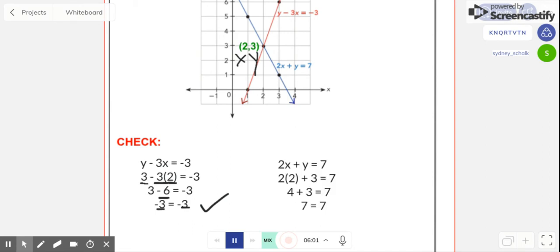Now for that second equation, 2x plus y equals 7. I plugged in 2 for x, 3 for y. 2 times 2 gives me 4. 4 plus 3 gives me 7. And 7 does equal 7. So we know we did it correctly. And that is all. Come to class with questions, and I will see you then.